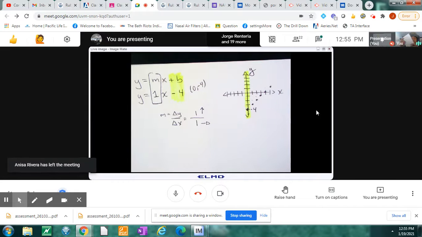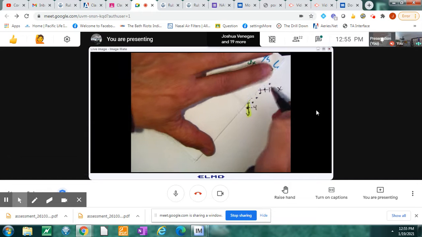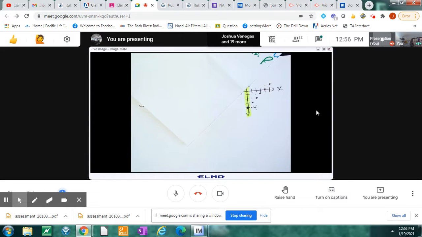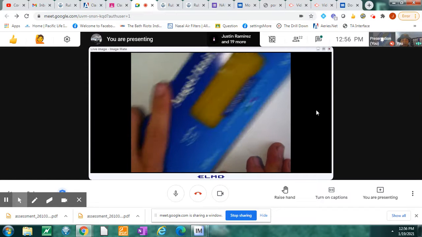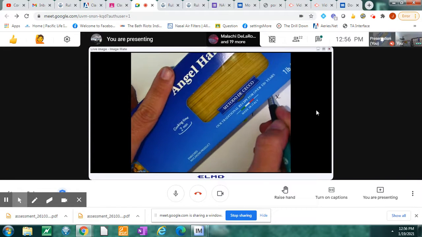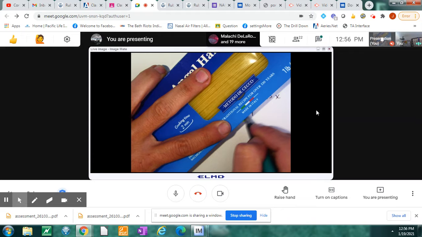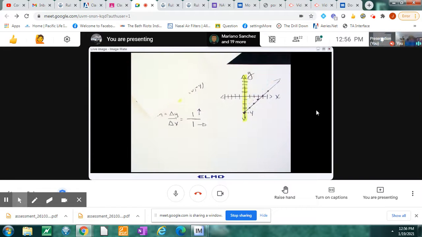I'm using my paper. You can even use a box right here. I could use this too. Look at it, my spaghetti angel hair. Look at that right there. There you go. Look at that. Nice. Woohoo. All right.